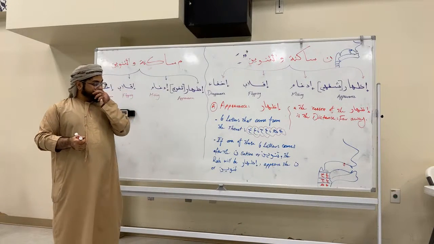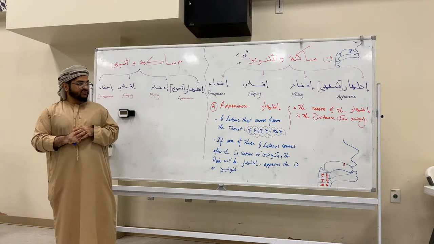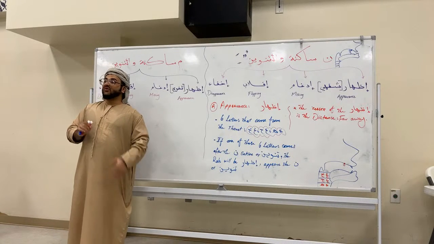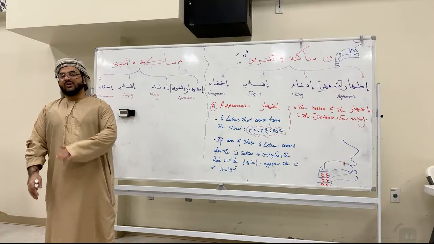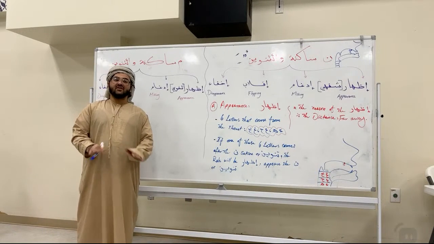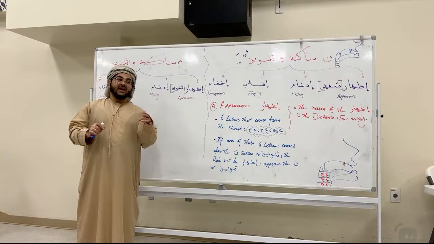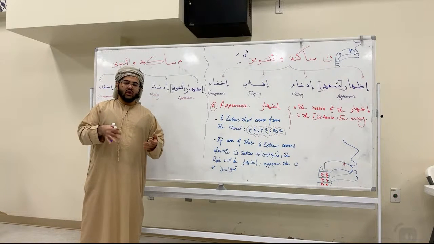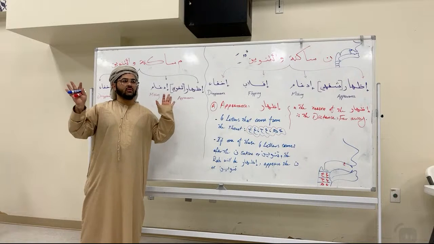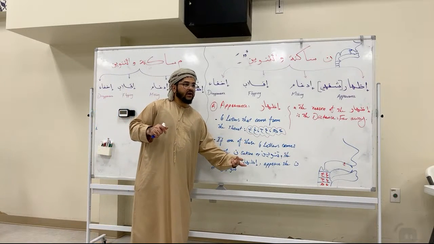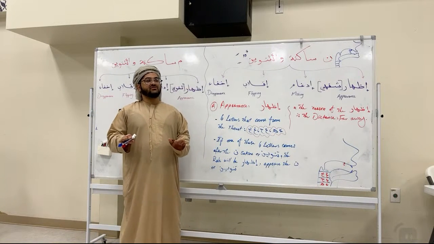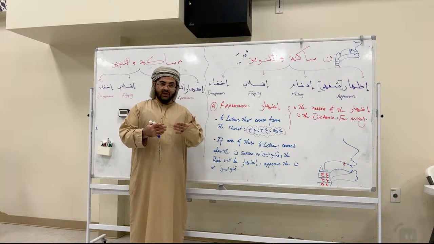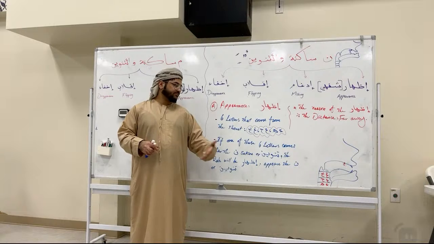So which one is the furthest from the noon? Hamza and ha. So Hamza and ha, you have to be very careful. It's the toughest idhar. Whenever you see Hamza or ha after noon sakina or after tanween, you have to make the tanween or the noon very strong. And then ayn and ha comes the second degree of idhar. All of them idhar, but I'm ordering them based on the strength.